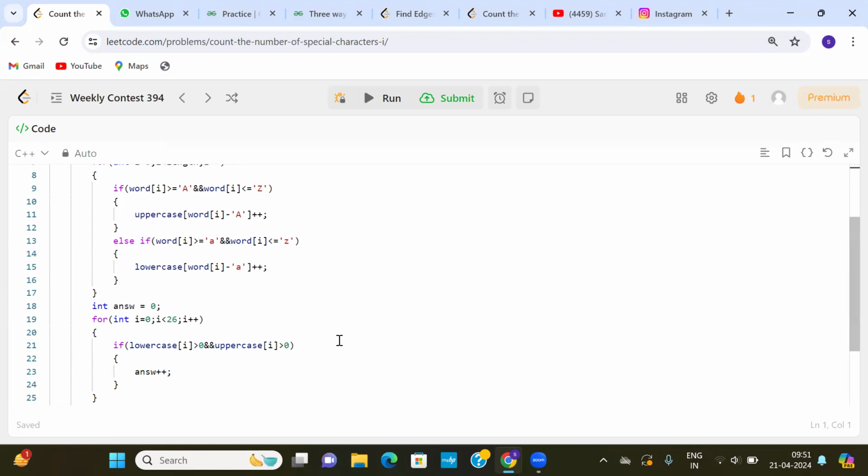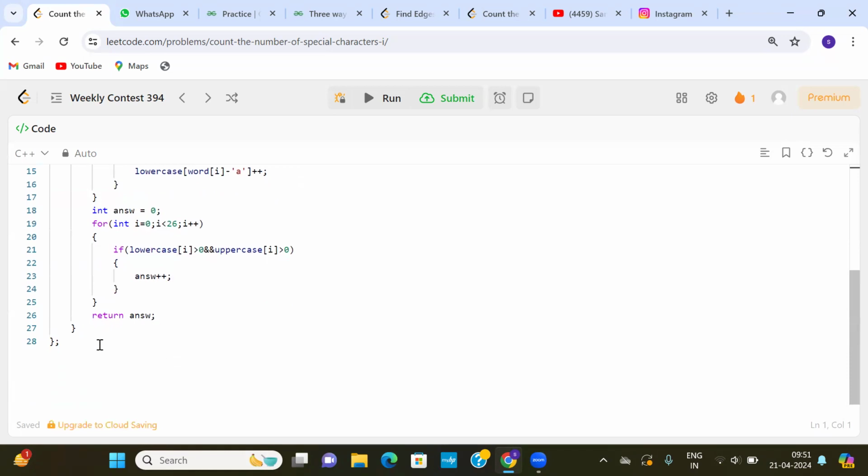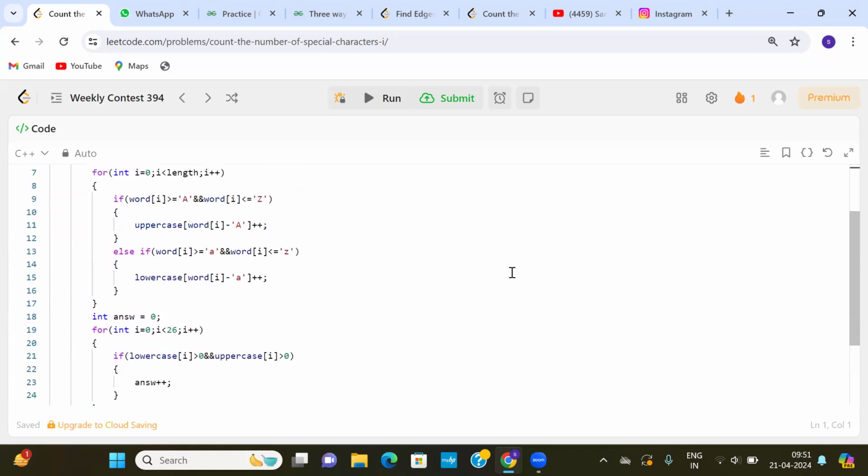is greater than 0, what does it mean? The letter present at the ith index exists both in lowercase as well as in uppercase. So in this case, that particular letter is a special letter. So I will increment my answer, that is answer plus plus. And at the end, I am going to return the answer variable. So in the answer variable, what will get stored? The number of special letters present in that particular string word.